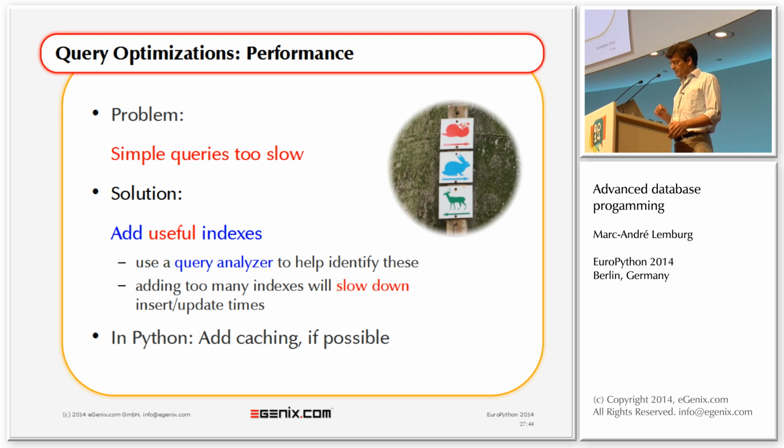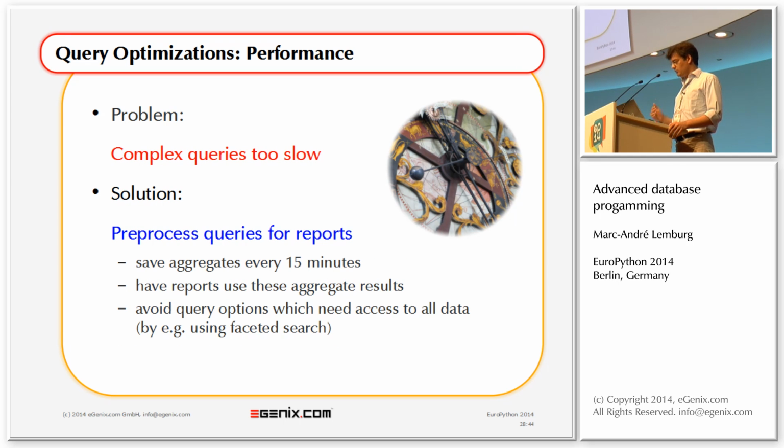If you're using Python, you can in some situations also add caching at the Python level. So you read your data from the database and you store it in memory for subsequent use. You can even use SQLite for that if you have smaller data sets and they do in-memory processing.